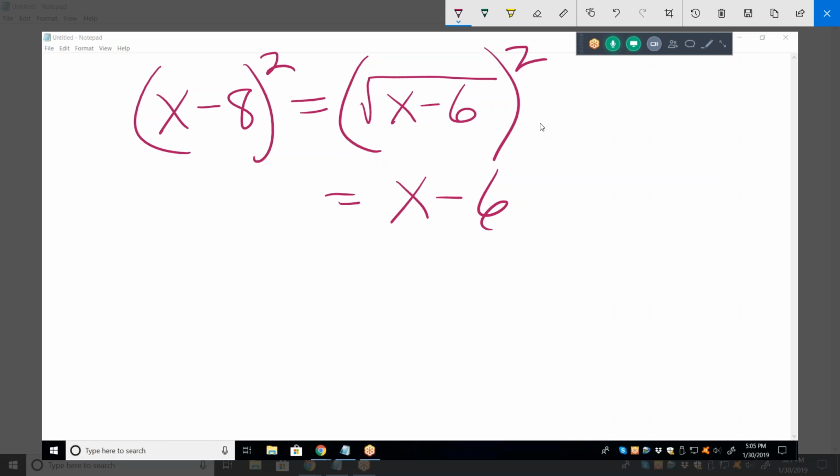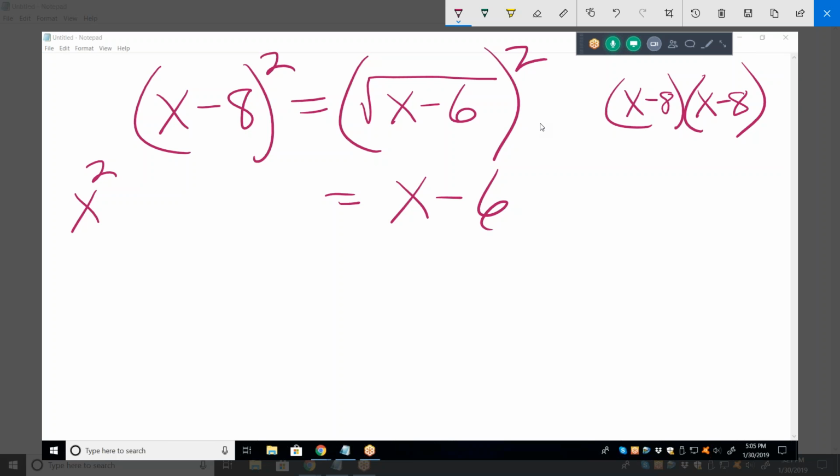Now, what's the left side squared? Got to FOIL it. x squared. Oh wait, so you've got x squared. The biggest mistake in algebra is saying x squared minus 64. It's not that. Remember what you're doing. You're taking x minus 8 and you're multiplying it by x minus 8. So you got to FOIL that.